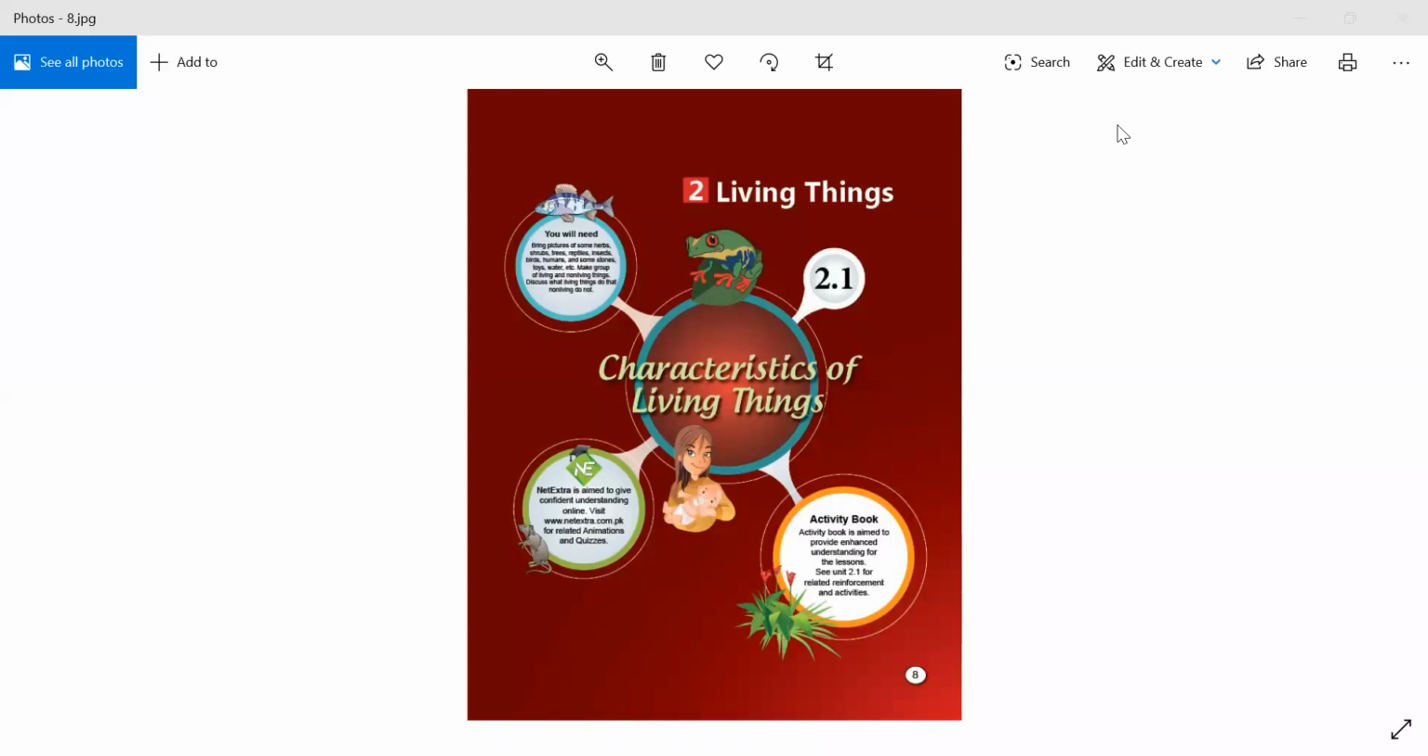Today we are having the class for science for level 4. The topic today we are going to study is chapter 2 Living Things, lesson 2.1 Characteristics of Living Things. After the lecture, I'll be providing you your assignment which will consist of 10 marks and you have to submit. First of all, we learn what is the meaning of living thing.